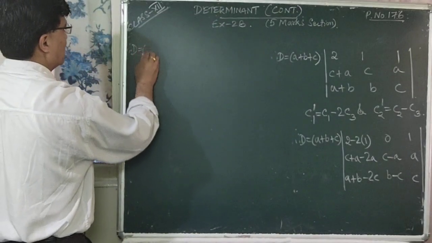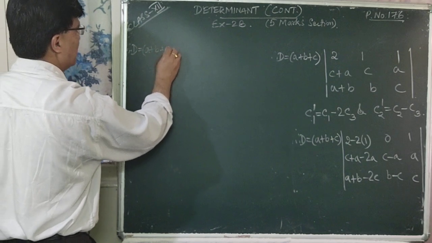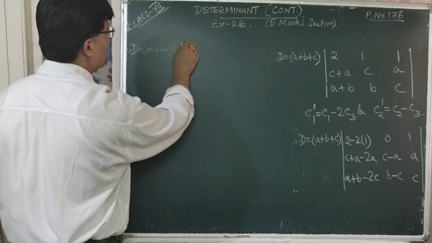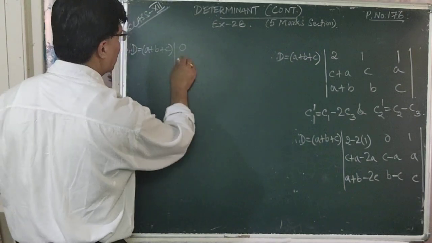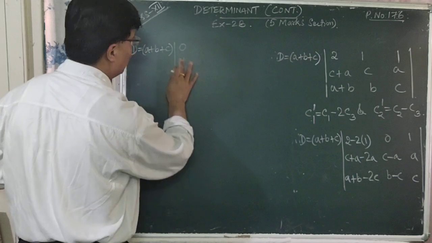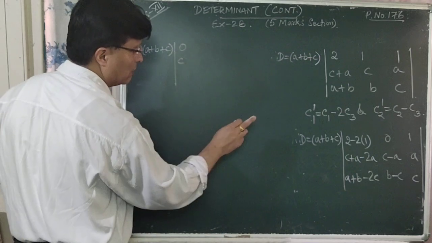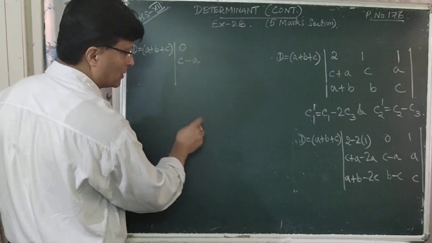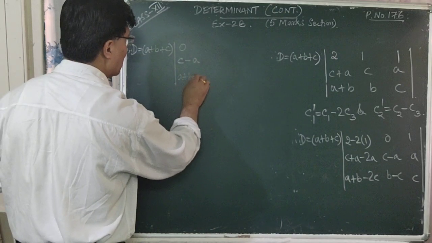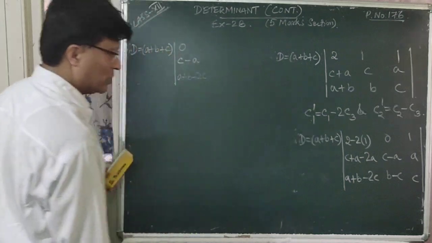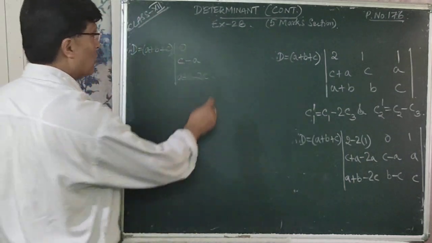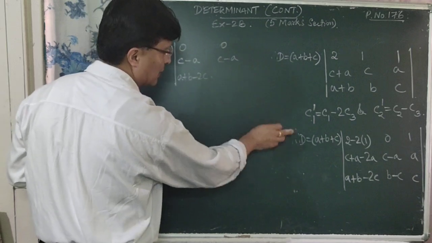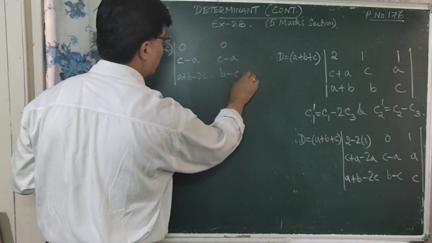Therefore, D is equal to A plus B plus C. Now, what is the first column? 2 minus 2 is always 0. This is C plus A, C minus A, right? Then A plus B minus 2C, A plus B minus 2C, right? Then second column, 0, C minus A and that is B minus C, right?